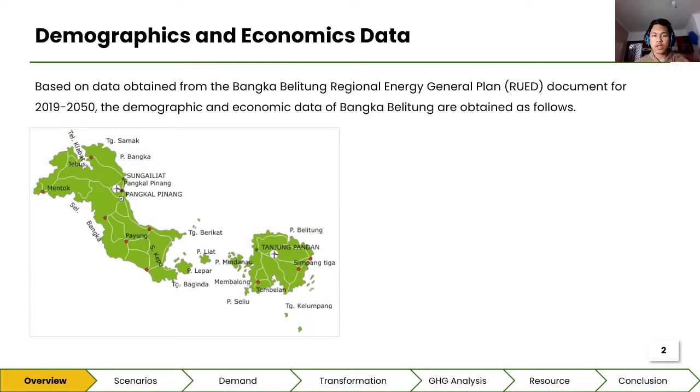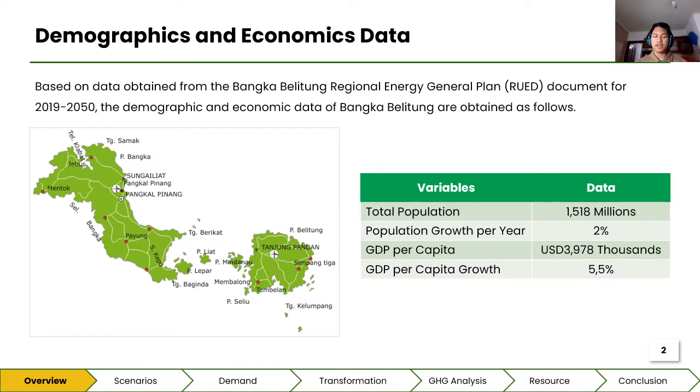So first, I would like to explain to you about the demographics and economics data, especially in Bangka Belitung Island. Based on the data obtained from the Bangka Belitung Regional Energy General Plan, or in Indonesian, Rencana Umum Energi Daerah Bangka Belitung, with the time range of 2019 to 2050, we get the demographic and economics data as you can see in the table.